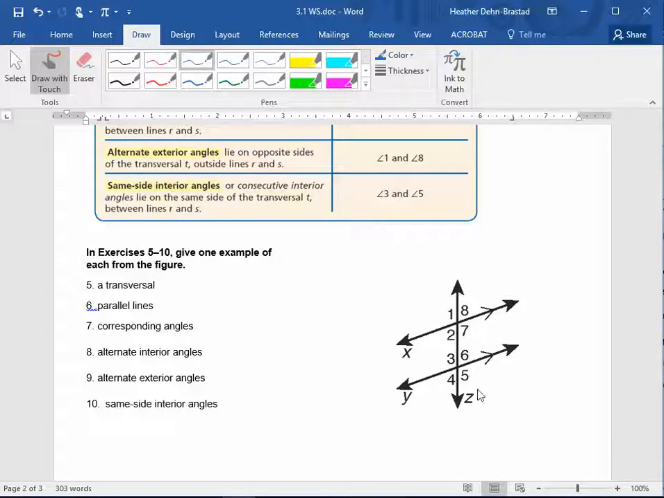So when you are asked to name a transversal, that's a line. That would be line Z here. The parallel lines would be these two right here that are marked with the arrows. And then the angles will be marked with the less than sign to make an angle mark, like this. And then these can each be named with numbers because they are labeled that way in your paper.